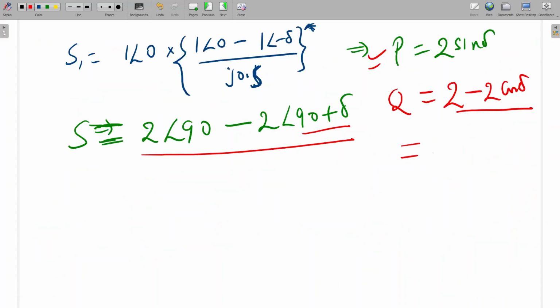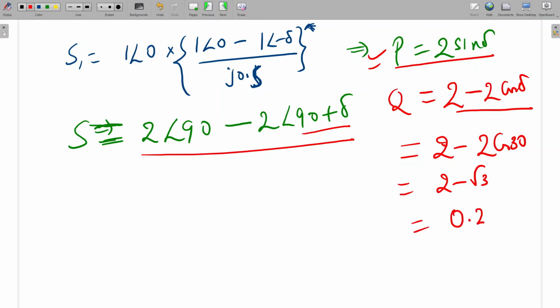So what will be the reactive power here? Delta will be 30 degree. So 2 minus 2 cos 30. How much? 2 minus root 3. So it will be 0.2668, 0.2679. Okay.